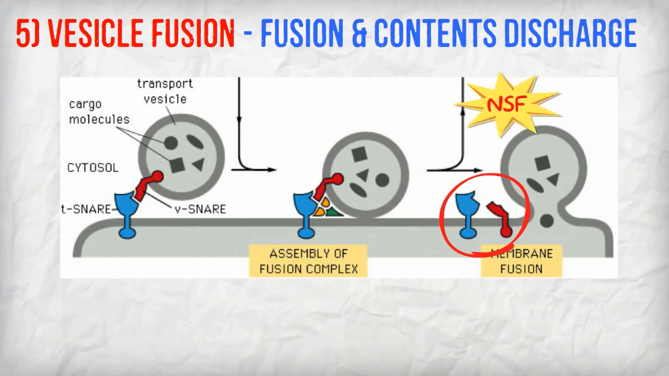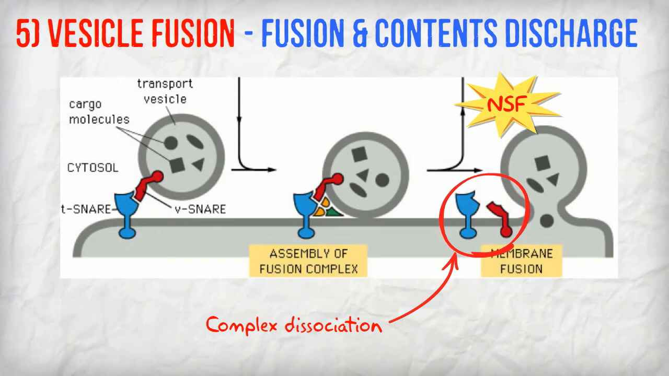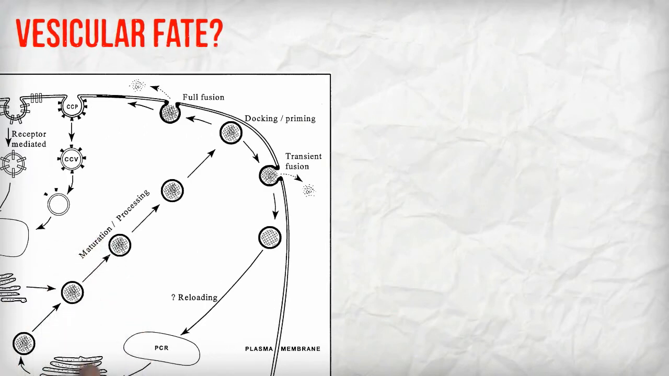The SNARE protein complex then dissociates due to a cytosolic protein NSF attaching to the SNARE protein and using energy from the hydrolysis of ATP to break the fusion. What happens to the vesicle?